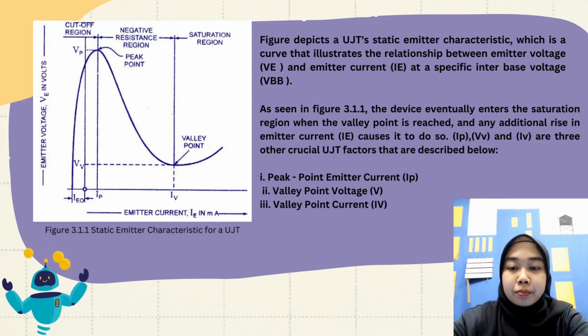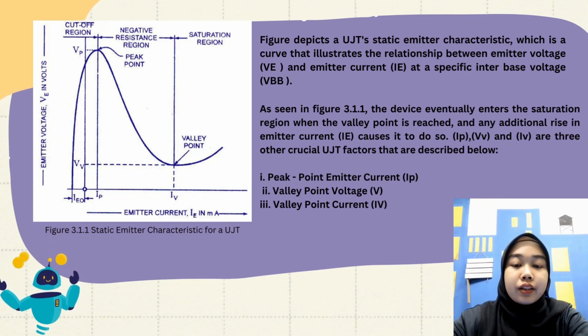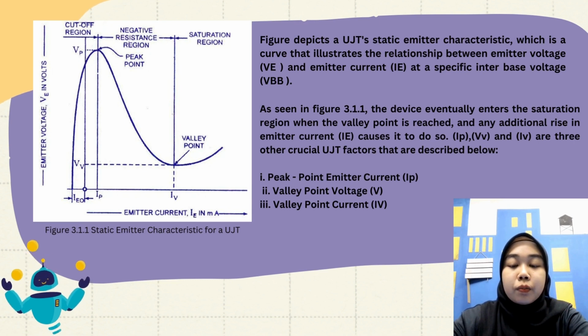Second is VV, which is the valley point voltage. The emitter voltage at the valley point is known as the valley point voltage. As the interbase voltage rises, so does the valley voltage. So the last one is IV. IV is the valley point current. The emitter current at the valley point is known as the valley point current. It rises in tandem with the VBB interbase voltage.